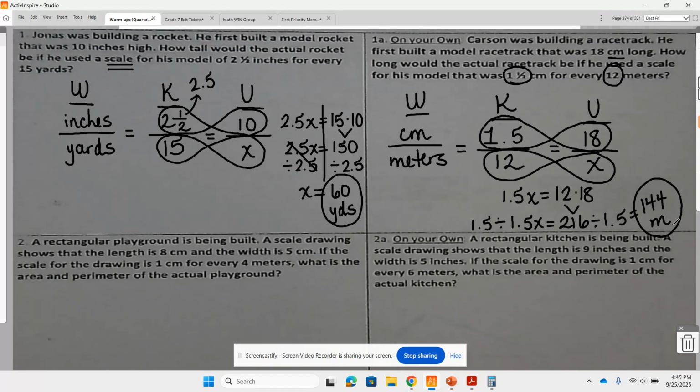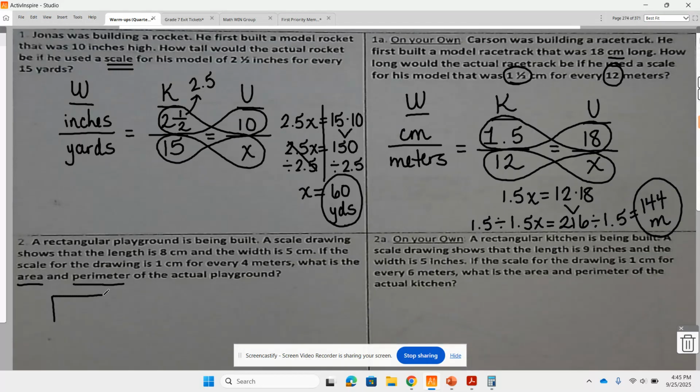All right, let's take a look at 2 and 2A. These are a little bit more in depth. They take a little bit more steps, but I know you can do them. A rectangular playground is being built. A scale drawing shows that the length is 8 centimeters and the width is 5 centimeters. If the scale for the drawing is 1 centimeter for every 4 meters, what is the area and perimeter of the actual playground?